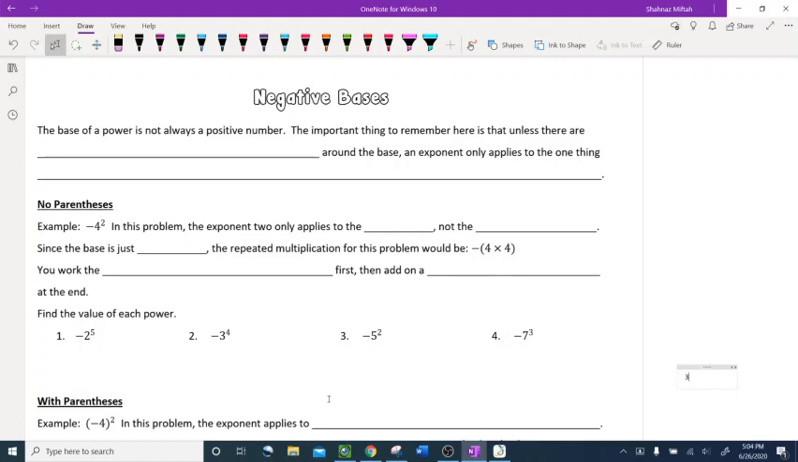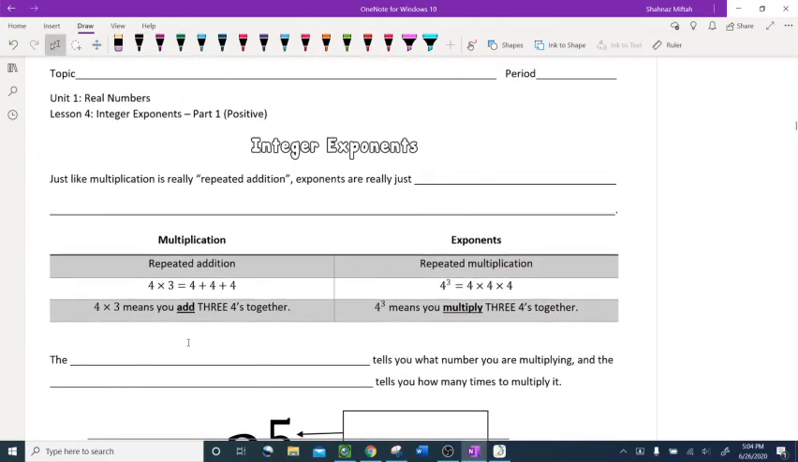Hi everybody, today we are going to work on integer exponents. This is lesson 4a, and then I have 4b, different parts. Okay, let's do integer exponents.